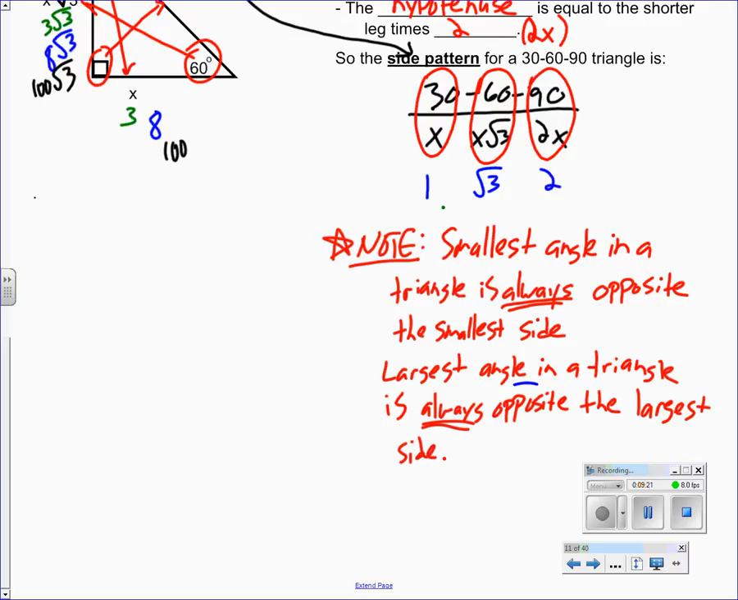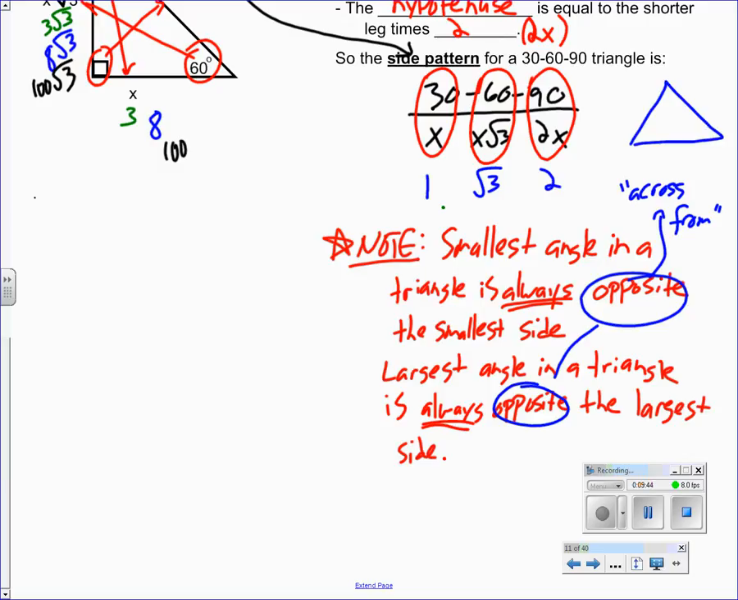So when we say opposite, just like with the 30, 60, 90, what we mean by that is across from. So if we had a triangle, this angle would be opposite this side. It's across the triangle from that angle.